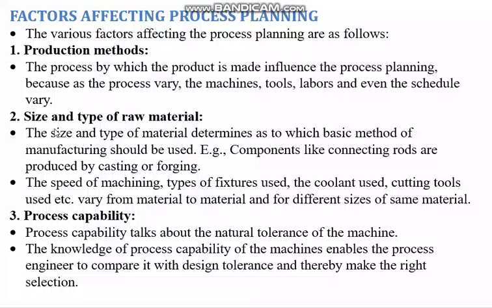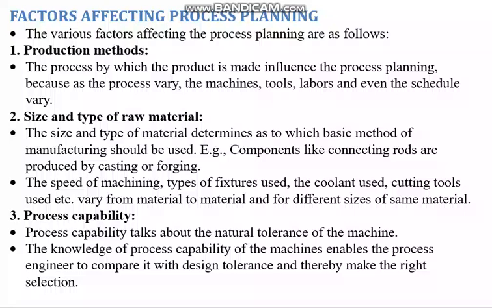Like that, the size and the type of raw material also affects your process planning. And the third factor which is affecting the process planning is the process capability. Capability means, in your company, in your factory, or in your machine shop, what is your capability to produce, and how many machines you are having, and to what tolerances those machines can produce, with what accuracy they can produce.